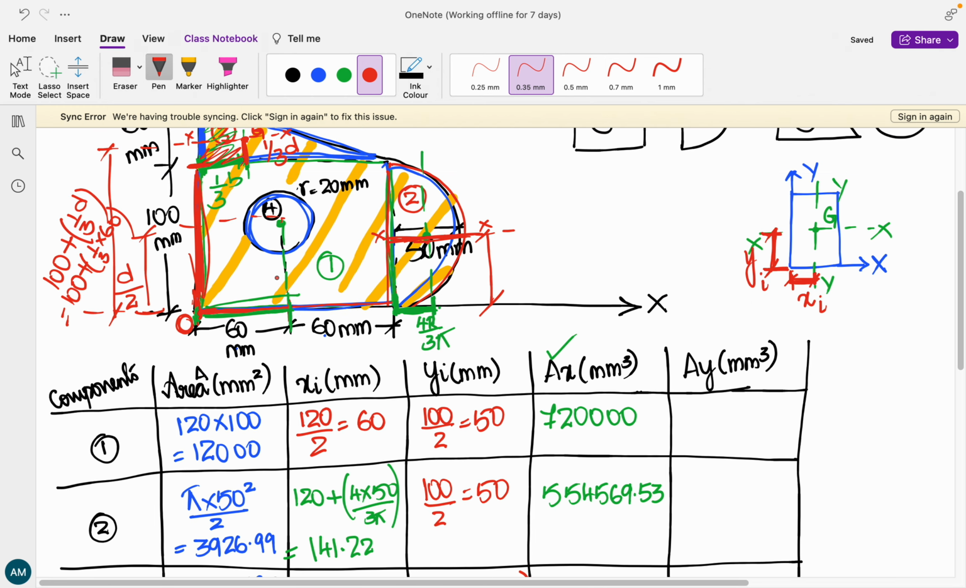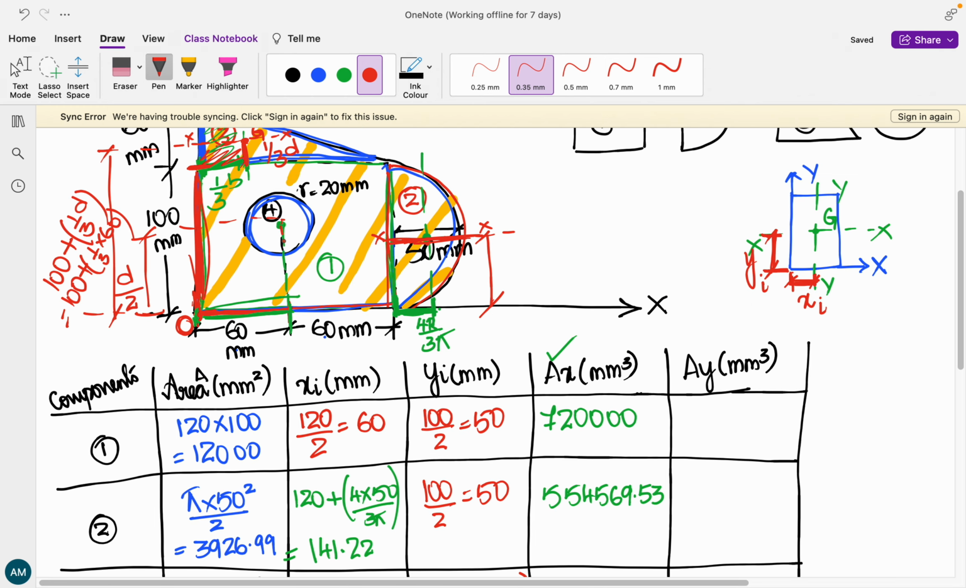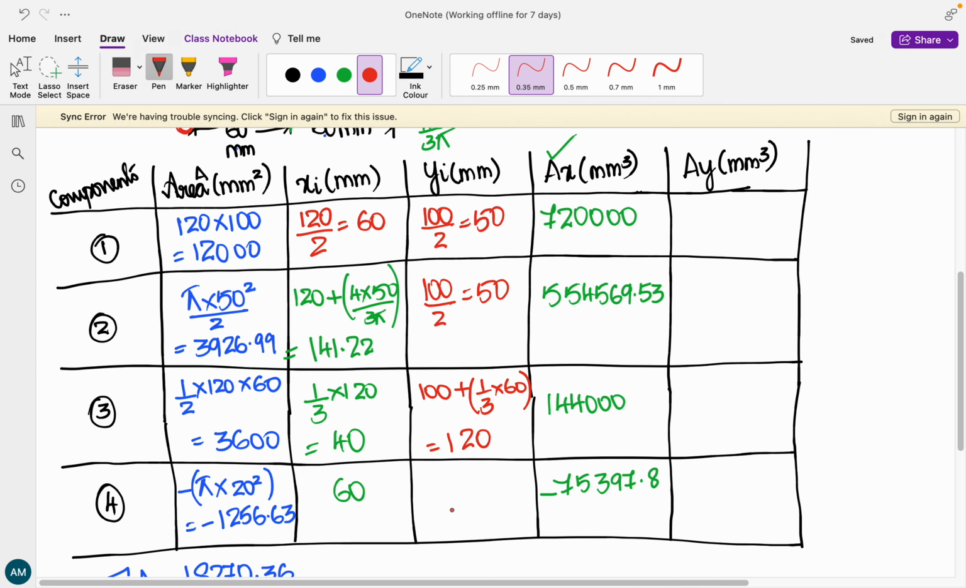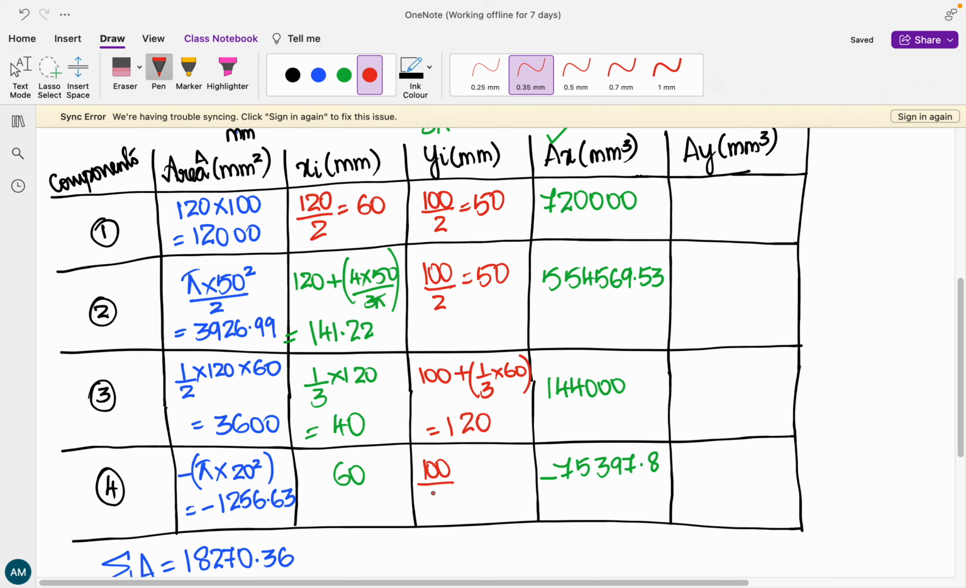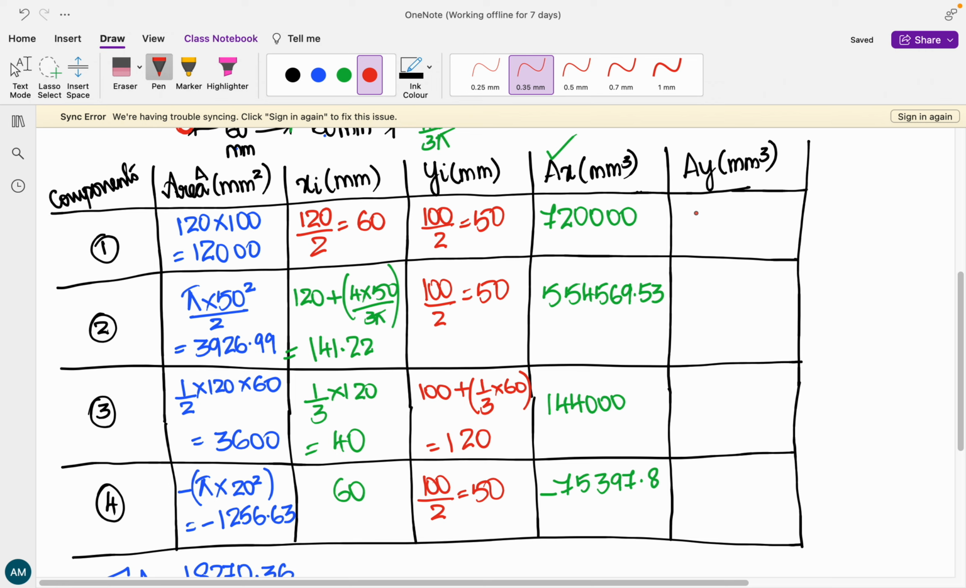The last one, that is the circle. So this distance is what we are talking about. So this distance is going to be again 100 divided by 2. It is placed at exactly the center of the rectangle. So this is 100 divided by 2, 50. Now multiply area in yi and fill it up in this particular column. So it is 12,000 multiplied by 50, which is 600 followed by 3 more zeros.